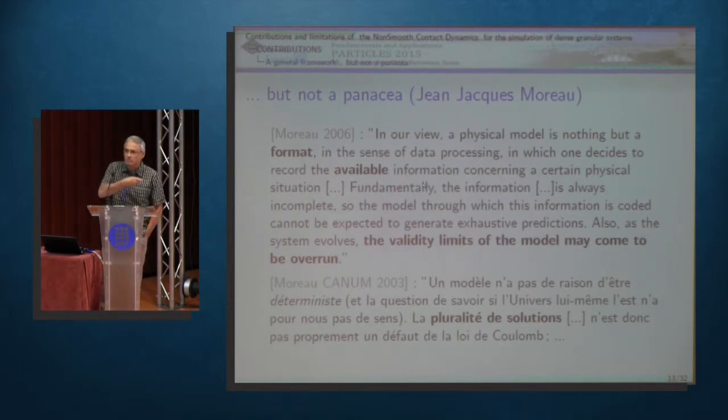But in spite of the success story in a large range of applications, the NSCD may fail to give pertinent results in some situations, of course. It's not a panacea. This is the opinion of Jean-Jacques Moreau himself, as reported in this citation. A physical model and the mathematical formalization is nothing but a forma for Moreau, in the sense of data processing, and this forma is necessarily incomplete, and if the model is incomplete, it is possible to have no exhaustive prediction. In this case, we have maybe to change the model.